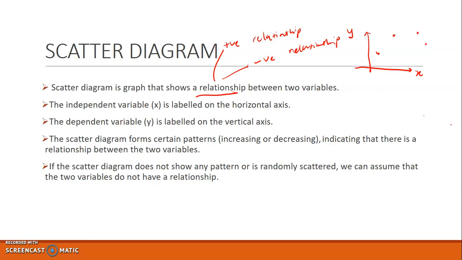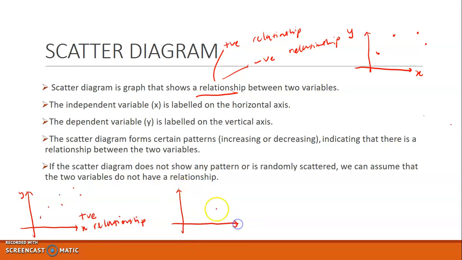If the scatter diagram forms certain patterns, whether increasing or decreasing, we can say that there is a relationship between the two variables. If your scatter diagram looks like this, an increasing pattern, it indicates a positive relationship. While a decreasing pattern, something like this, indicates a negative relationship.